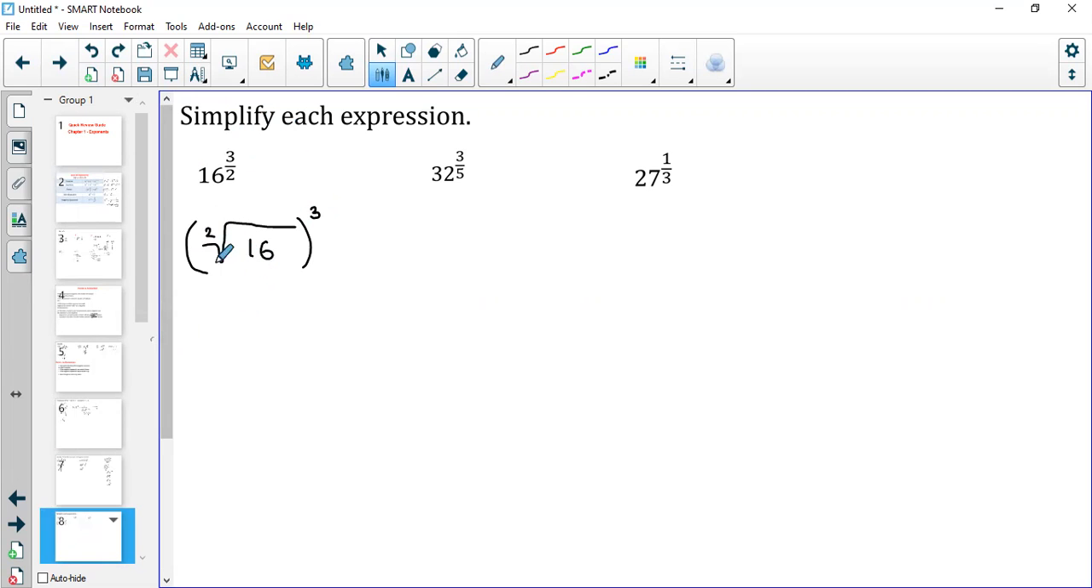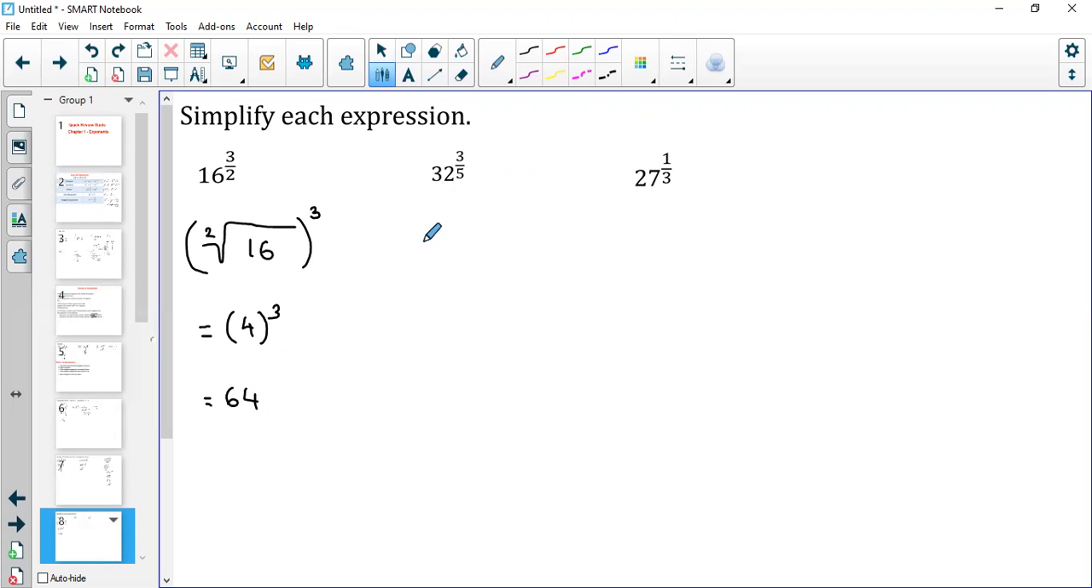Right, so what's going to be the square root of 16? The square root of 16 is 4. You know what a square root is, right? Like 16, which number multiplied 2 times gives you 16? That's 4. So 4 to the power of 3. So 4 multiplied by 4 is 16. 16 multiplied by 4 is going to give you 64.